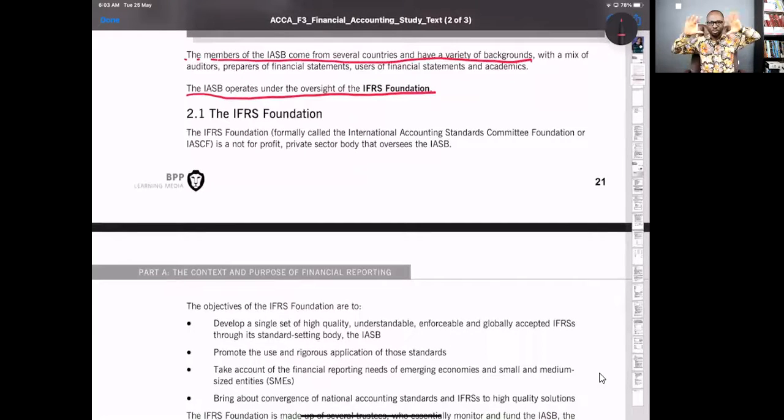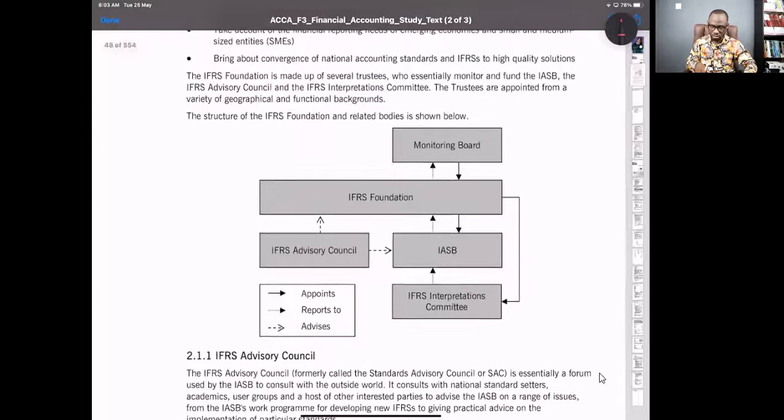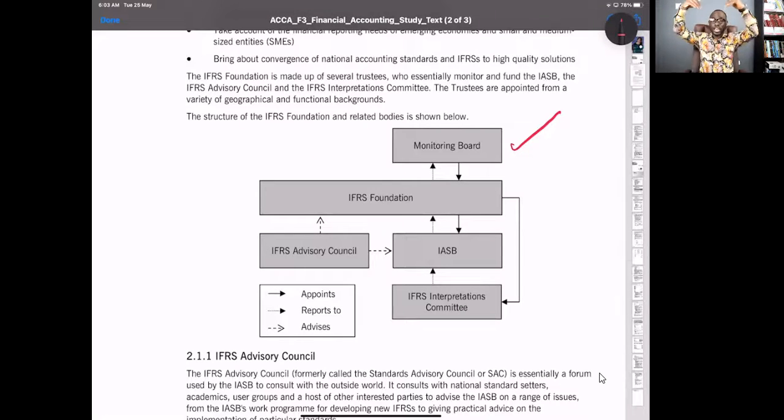So I don't know if you can see the chart now. We're going to see the chart in a moment, but this is how the chart works. So we have the monitoring board, okay? Then we have the International Financial Reporting Standard Foundation. Then that foundation supervises the works of the International Accounting Standard Board. And there is also the International Financial Reporting Standard Advisory Council. And there is also the International Financial Reporting Standard Interpretation Committee.